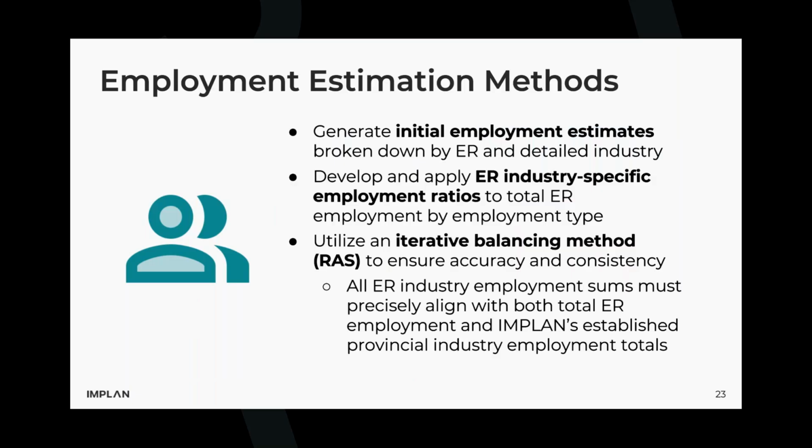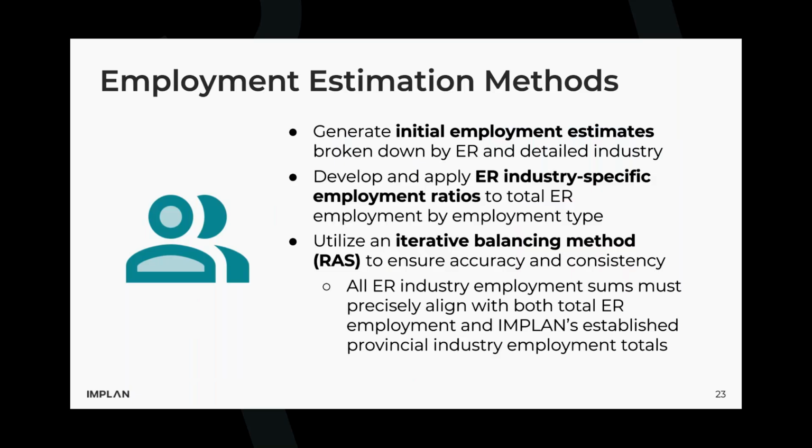So we use an iterative balancing method known as the RAS method. You can learn more about this on our support site. We do this for the US data as well, but essentially this method ensures total consistency of all of our data layers by enforcing 2 constraints.